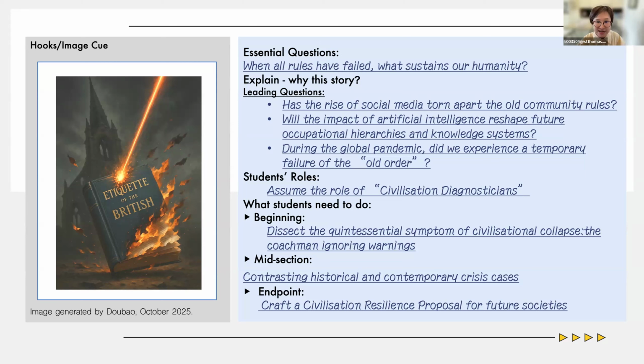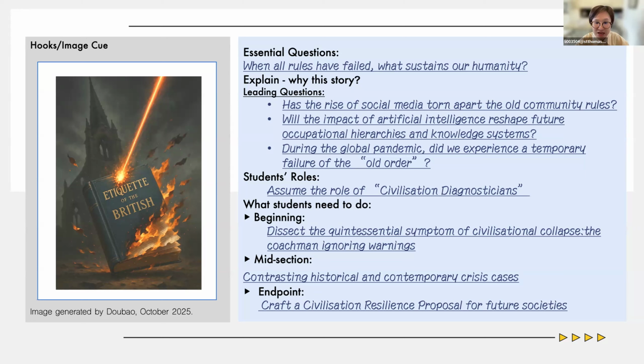The curiosity is then immediately channeled into intellectual work by the essential question, which sets the big idea for the entire unit. The leading questions then scaffold this abstract inquiry, making it concrete and accessible by linking it to relevant modern-day issues. The most critical part of this organization is the student's role.